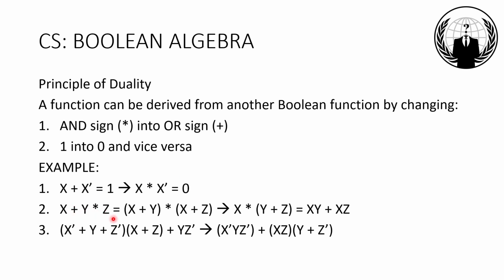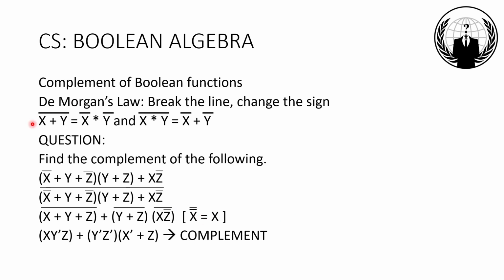Similarly, in x plus y times z, plus has been changed into multiply, and multiply has been changed into plus. And in this case, plus has been changed into multiply and multiply has been changed into plus, and then plus into multiply. Similarly, we will apply the principle of duality to the given Boolean functions to find the dual. We will call the resultant the dual.